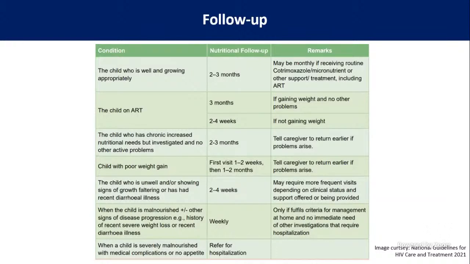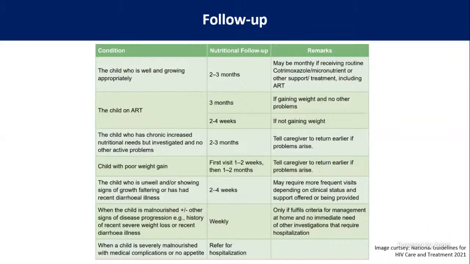If the child is on ART, then we need to monitor the growth and the weight of the child. If the child is gaining weight and he's doing well, we can follow up 3 monthly. But if the child is still not gaining weight, we need to reevaluate every 2 to 4 weeks and see what has happened. And a child who has increased nutritional needs needs to be monitored more carefully.